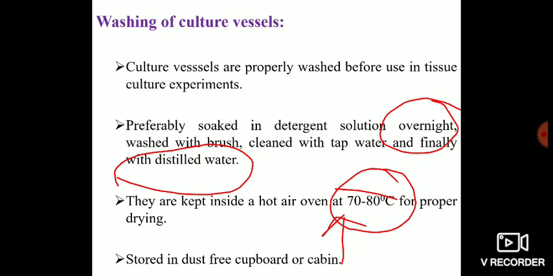Once you have washed the culture vessels properly, they are kept inside a hot air oven at 70 to 80 degrees Celsius for proper drying. You will dry them in the oven at this temperature. And finally, after drying, they are stored in a dust-free cupboard or cabin till you are ready to conduct the experiment.